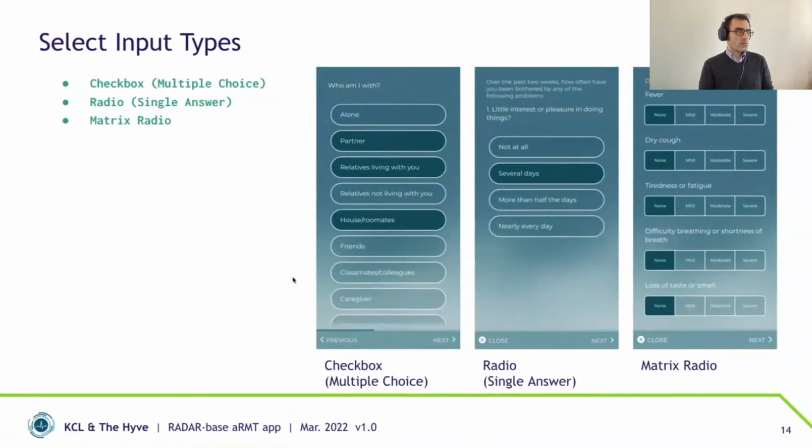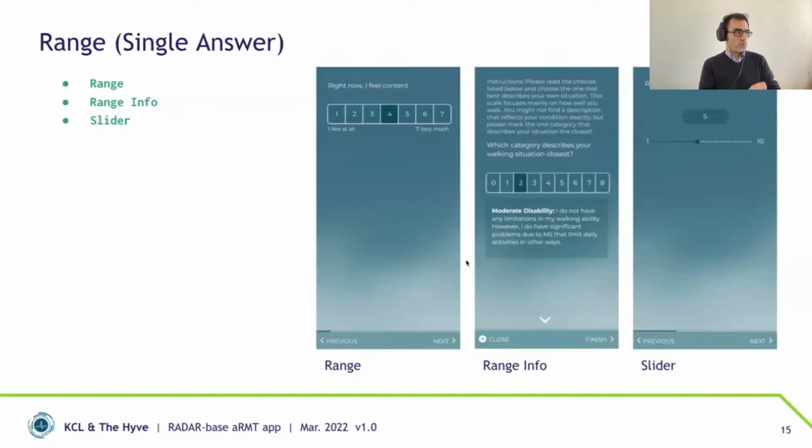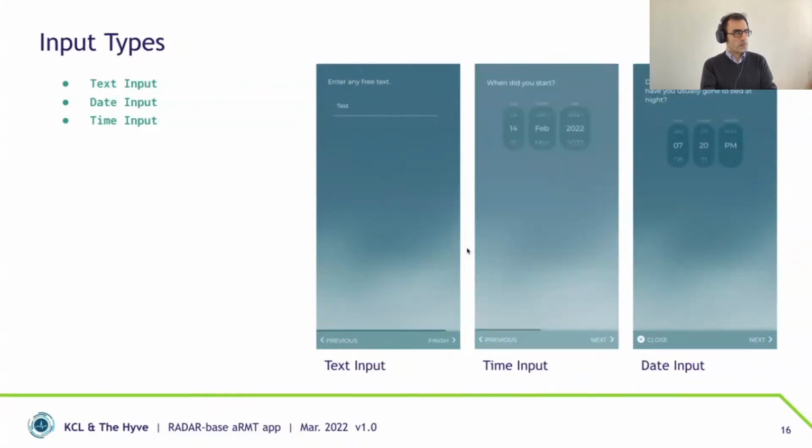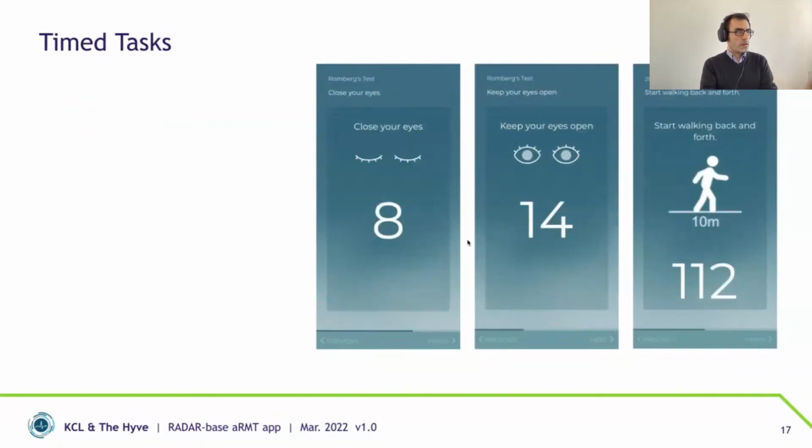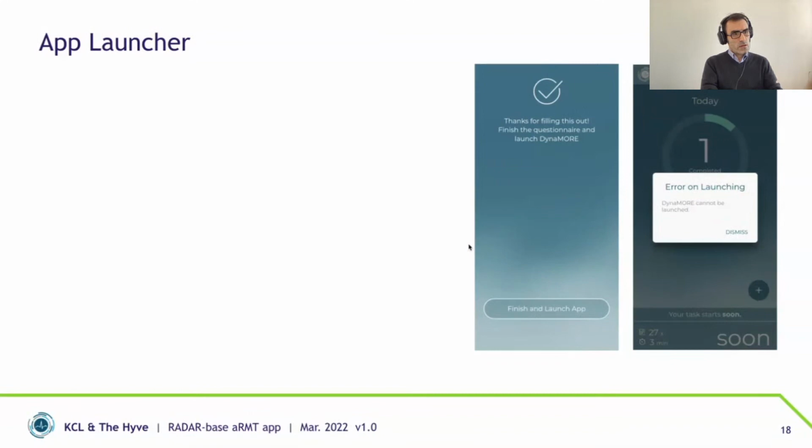It supports checkboxes for multiple choice answers, radio for single choice answers, and matrix radio. It also supports range questions, range info questions, and sliders. These are all single answer questions. It also supports multiple input types, for example, text, date, and time, and it supports time tasks, which is something like a stopwatch that lets the user know when to start the task and when to finish the task. And in the latest version, we implemented App Launcher to launch an external app that supports deep linking.